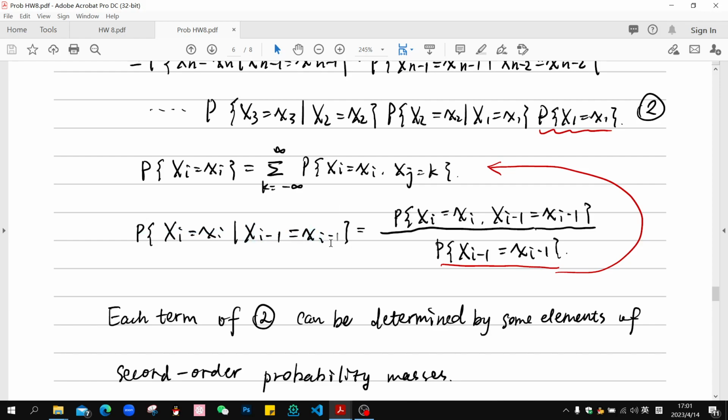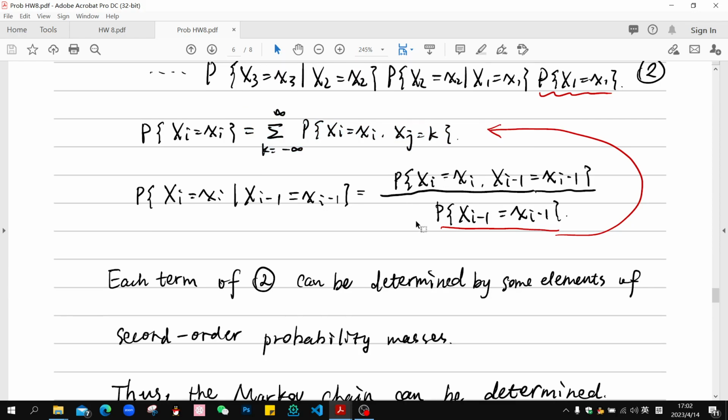And for the probability of Xi = xi conditional on X(i-1) = x(i-1), we find that this is a normal operation. It equals the probability of Xi = xi and X(i-1) = x(i-1), over the probability of this condition. And the probability of this condition can be found with this term.